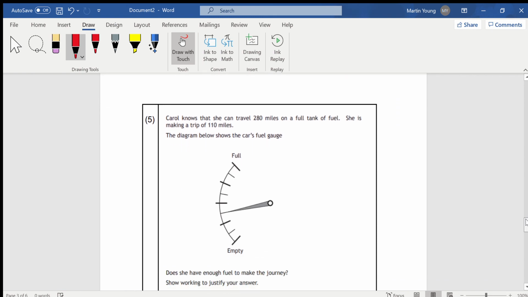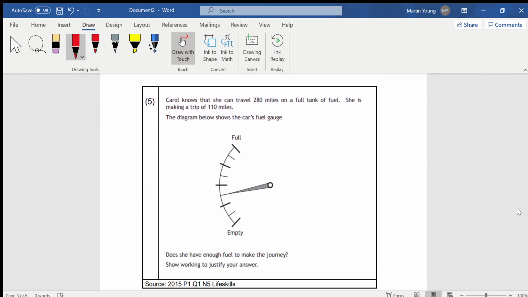Question number 5. Carol knows that she can travel 280 miles on a full tank of fuel. She's making a trip of 110 miles. The diagram below shows the fuel gauge. Does she have enough fuel to make her journey? Now our wee fuel gauge is split up nicely, so I can work out what fraction of fuel she's got left. I can take that fraction and work out the amount that she's got left from this value here.